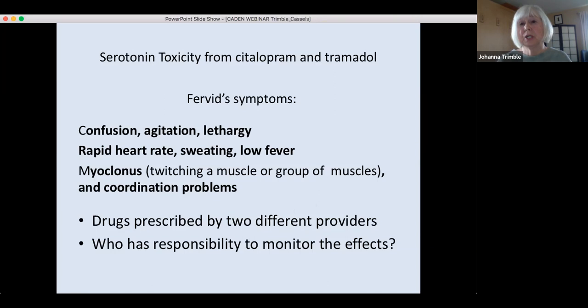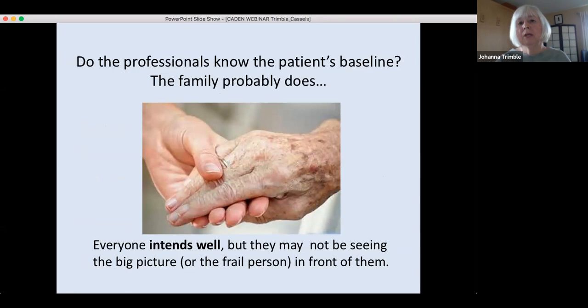I think the advantage that the family has, and why we have to be involved as a team with care of our elders, is that we know the patient's baseline. We know what's normal for that person, how they usually are. And although I'm sure everyone in the care center intended well, they didn't really know the big picture for that frail person in front of them. And in fact, the geriatric psychiatrist didn't know her. He was a consultant. And even the nurse practitioner on the floor didn't know her either, since Fervid had been transferred into that care center fairly recently.